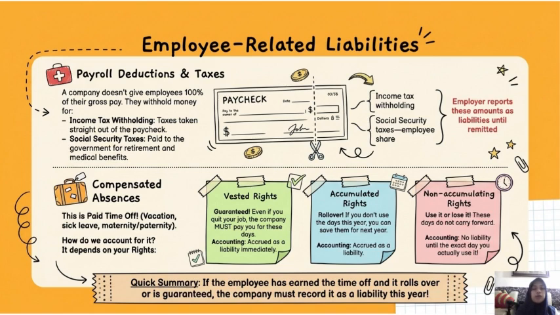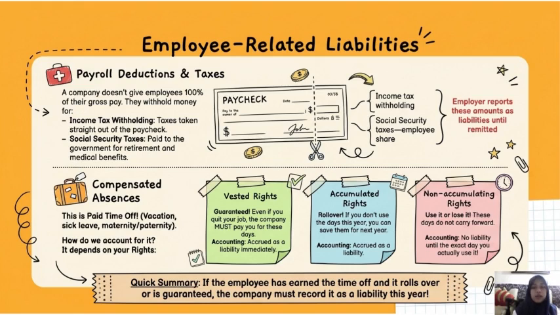So let's move on to our next topic, employee related liabilities. This slide talks about the money a company owes because it employs people. We can divide this topic into two main parts: payroll deduction and taxes at the top, and compensated absence at the bottom. Let's look at the detail. First, payroll deduction and taxes.